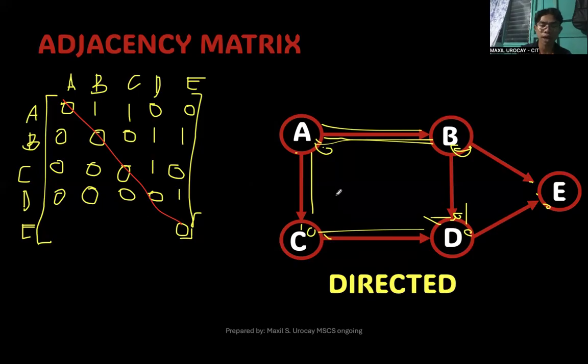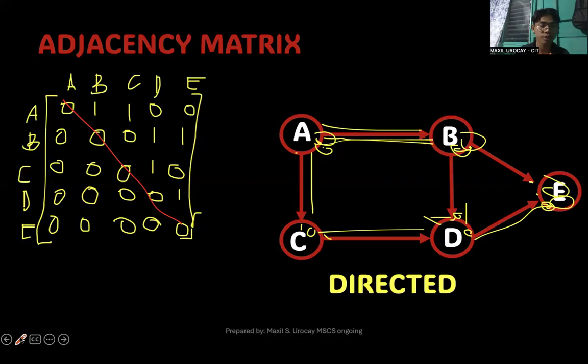How about for E to A? There is no direct path, that is 0. How about for E to B? There is no direct path from E to B, so that is 0. E to C, there is no direction, that is 0 still. And for E to D, that is not connected, so that is 0. And E to E, no loop, that is 0. So this is your result right now for the adjacency matrix for the directed graph.